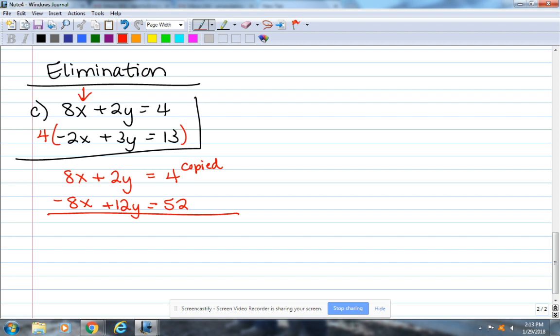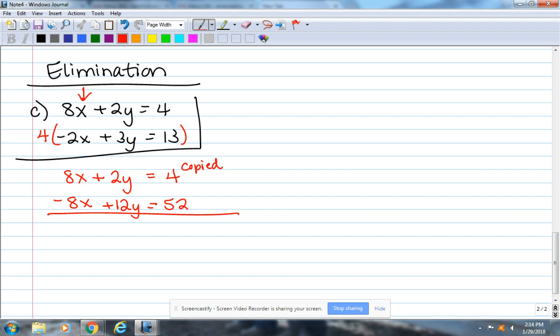Okay, so to get the x's to cancel out, I had to multiply one row by something because I had none of them that were already a positive and a negative of the same term. So for my x's to cancel out, they add to make 0, right? Positive 8x minus 8x makes 0x. So that's how x's cancel out. Okay? So that's why I multiplied by 4.